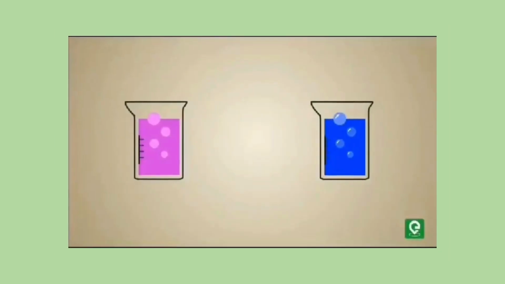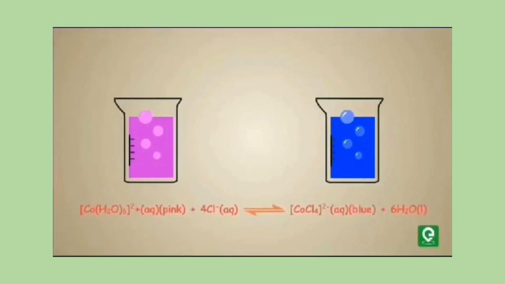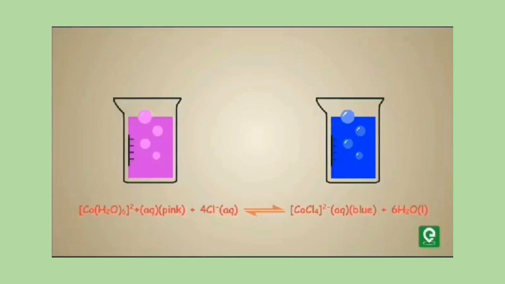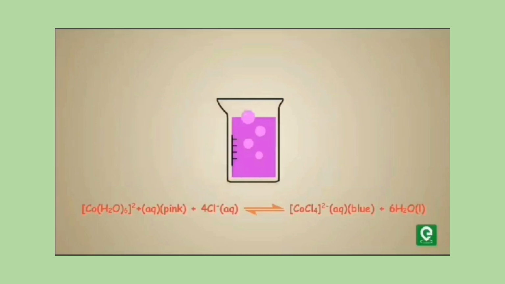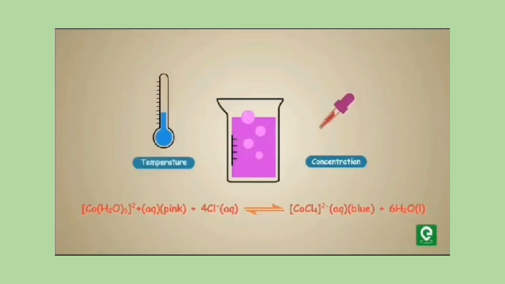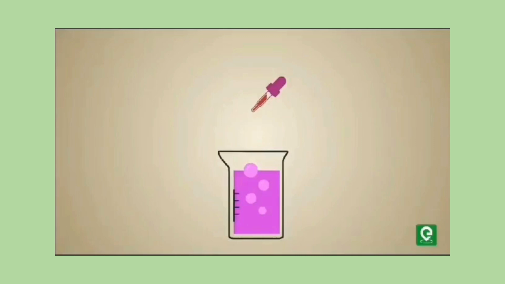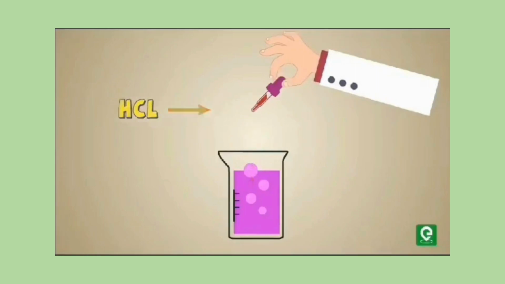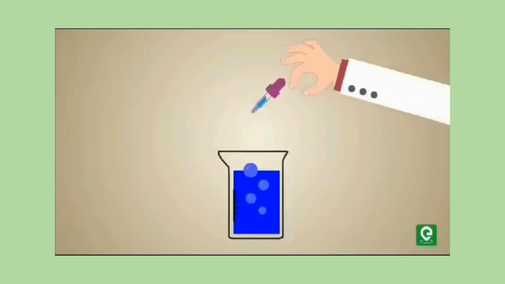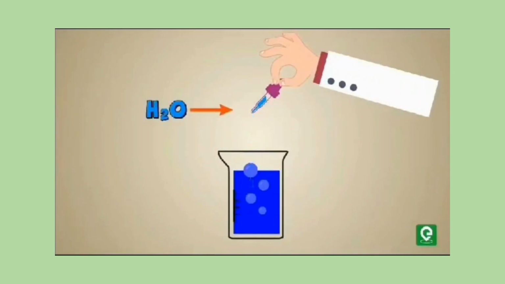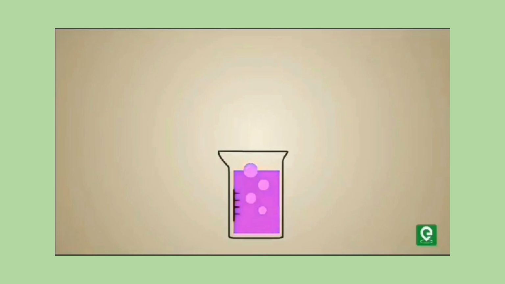Two different colored cobalt complex ions, Co(H2O)6 and CoCl4, exist together in equilibrium in an aqueous solution in the presence of chloride ions. This equilibrium can be disturbed by changing the chloride ion concentration or changing temperature. If you increase the concentration of chloride ions by adding more HCl, more products will be formed and the solution will turn blue. If you add more water, the reaction moves backwards and the solution turns pink.